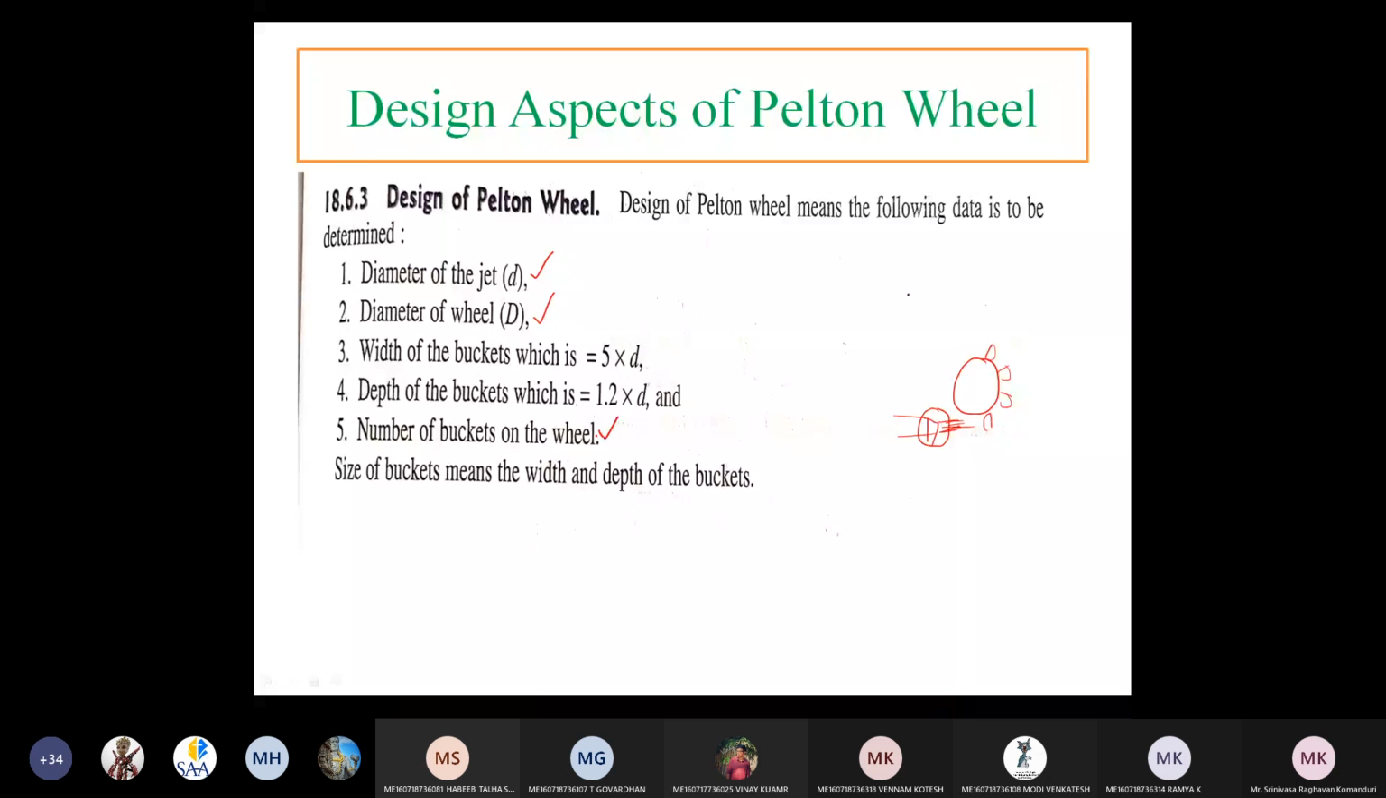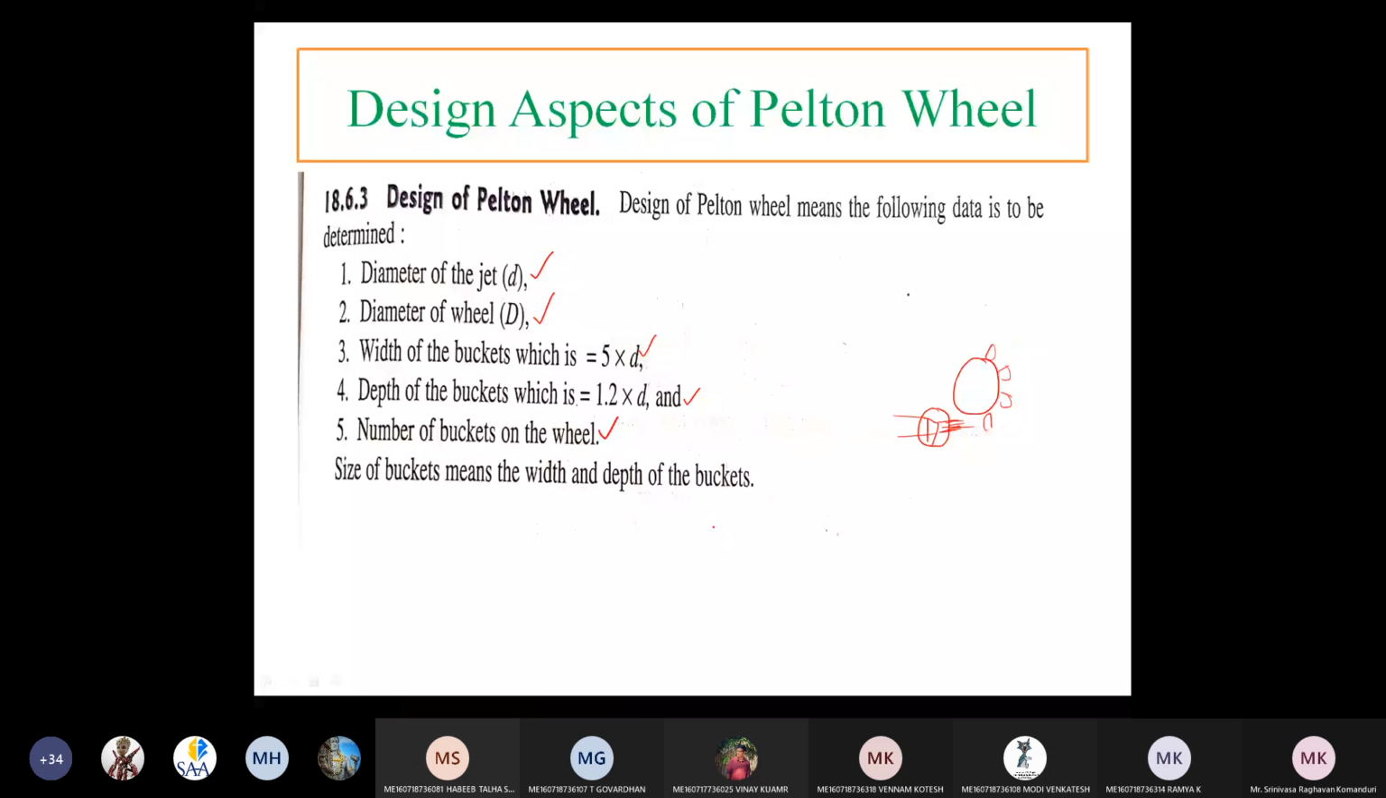Shape, both width and depth, we have to calculate, which is nothing but the size of the bucket. The size of the bucket is the width of the bucket, which is 5 times the diameter of the jet, and the depth of the bucket, which is 1.2 times the diameter of the jet. Size of the bucket means width and depth of the buckets. So if you do these 5 points, then it becomes the design of a Pelton wheel.